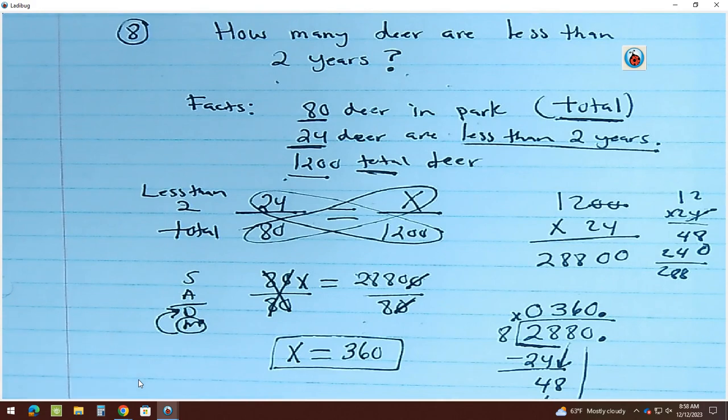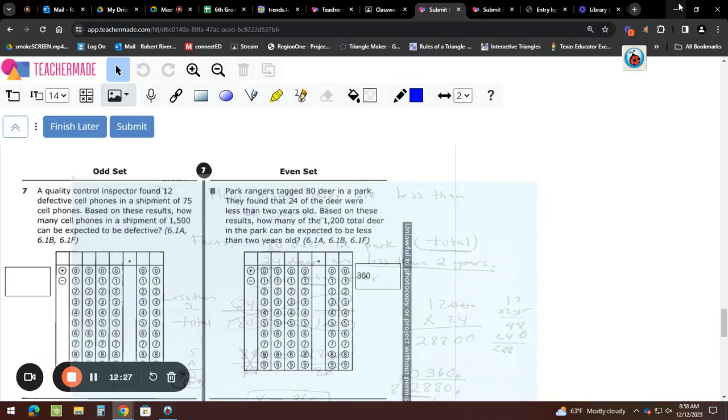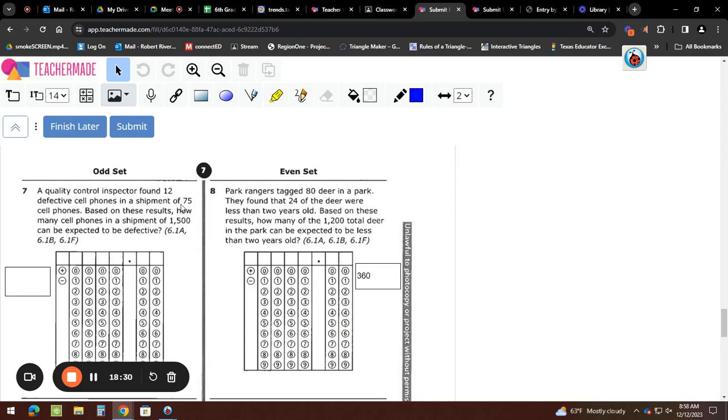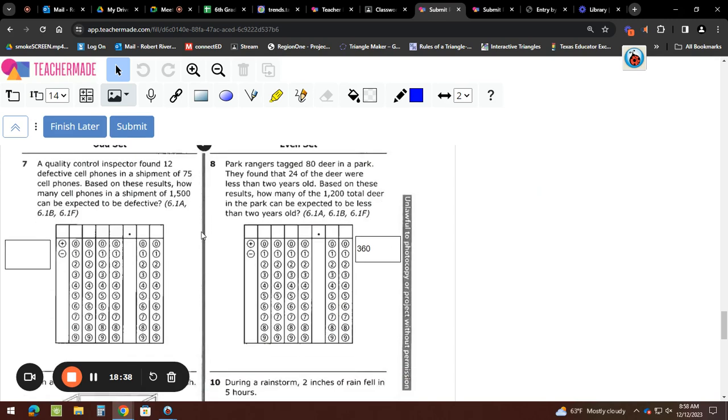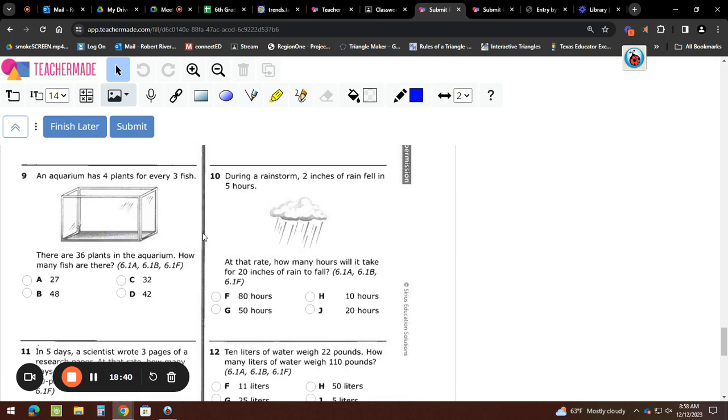That's the way you do number 7 at homework. Number 7, yours is going to be about total cell phones and defective cell phones. So your ratio is defective to total. Now let me do number 10 for you. Here we go.